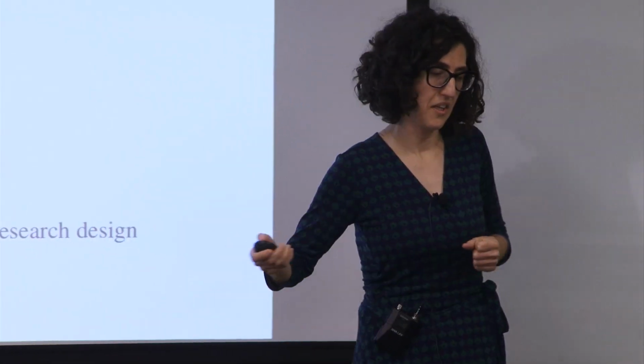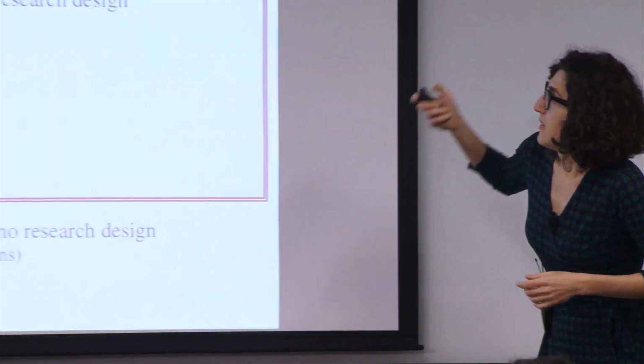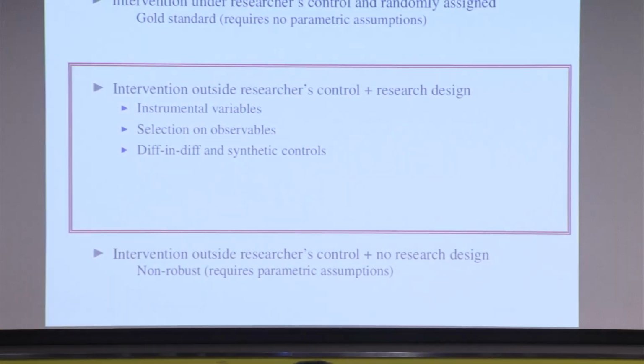At the bottom of the food chain is a case where the researcher is not in control of the assignment of the treatment and also has no research design or any type of external thing in the world that helps with making or justifying any of the assumptions. So everything here is assumption driven. Right? There's a middle.